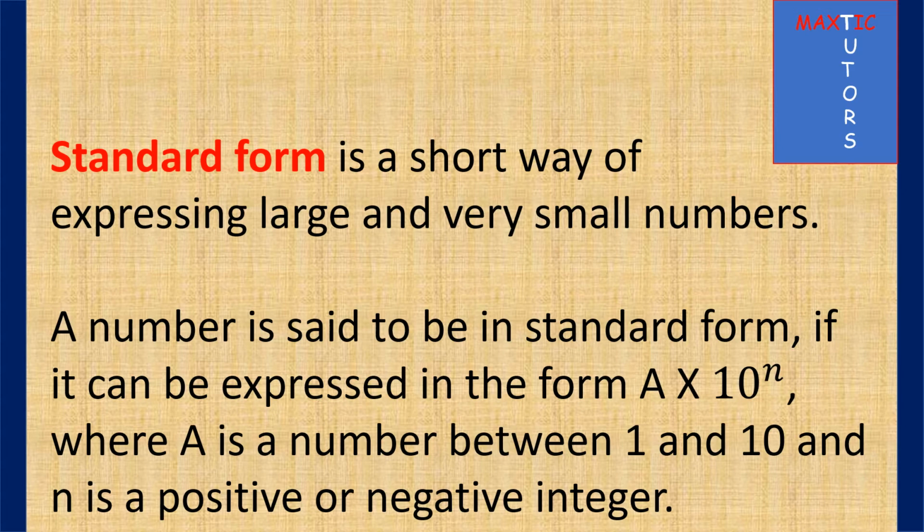Now, how can a number be represented in standard form? A number is said to be in standard form if you can express it in the form a times 10 raised to the power n, where a is a number between 1 and 10, not 1, not 10, but a number between 1 and 10, and it can be decimal. Then n is a positive or negative integer. Integers are whole numbers.